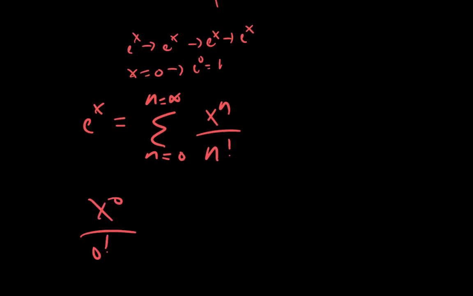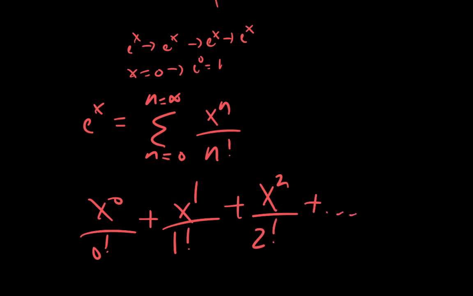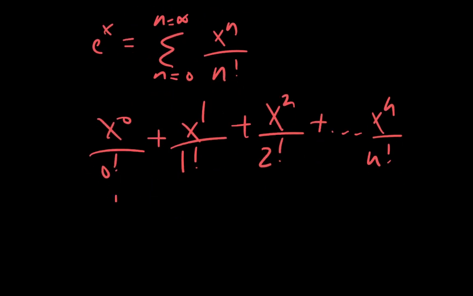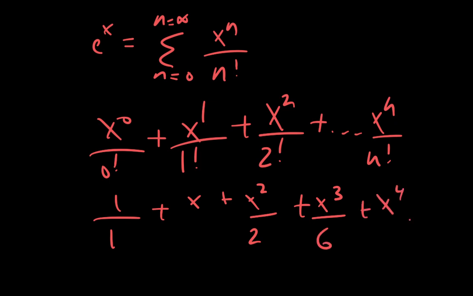x to the 0 over 0 factorial plus x to the 1 over 1 factorial plus x squared over 2 factorial plus dot dot dot x to the n over n factorial. So this is 1 over 1, which is 1, plus x over 1 plus x squared over 2, x cubed over 2 times 3, 6, plus x to the 4th over 2 times 3 times 4, or 4 factorial, is 6 times 4, 24.